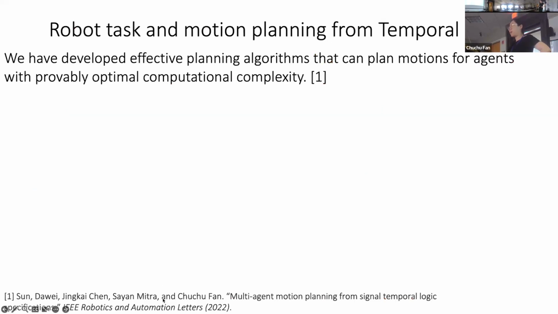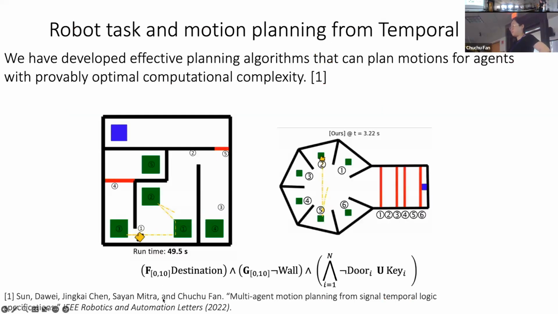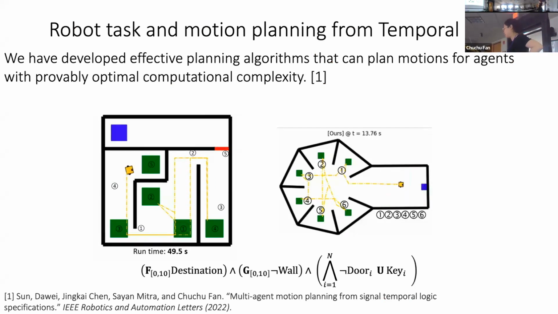First of all, we have developed a lot of efficient planning algorithms that can plan the motion for the robots to solve these temporal logic requirements, even with good guarantees. We have the optimality guarantee. So our algorithm can have probably optimal computational complexity to solve puzzles, like I mentioned.